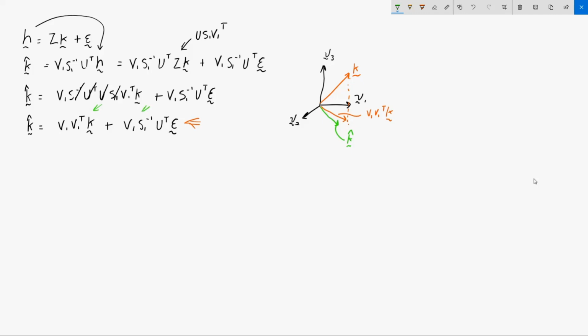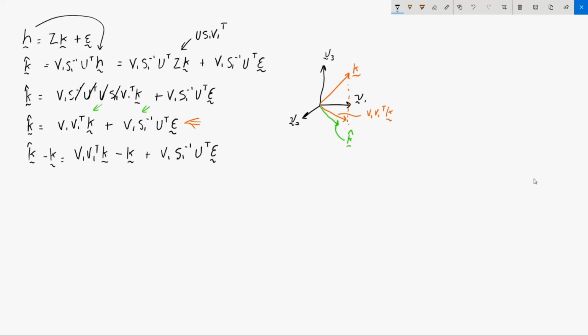But let's take that a little bit further and explicitly express parameter error. So let's take k from both sides of this equation. k hat minus k equals V1 t k minus k plus V1 S1 negative 1 U t epsilon.